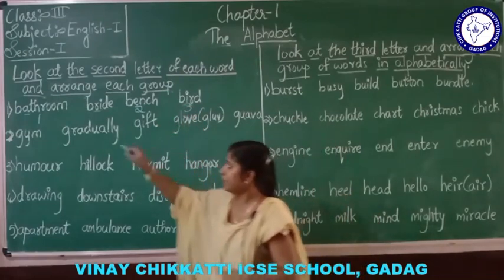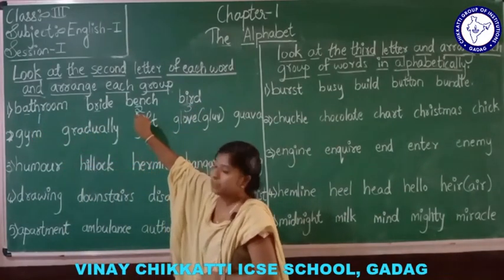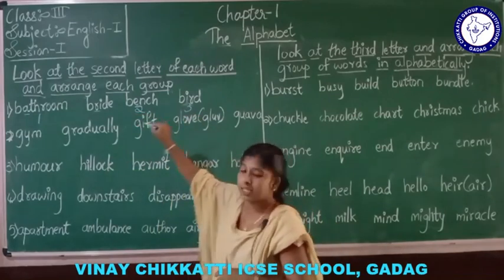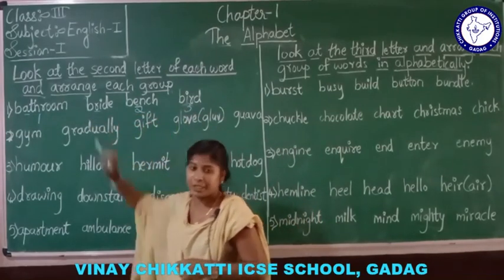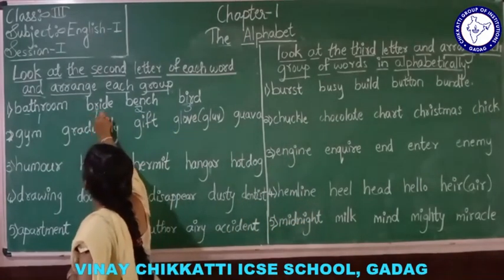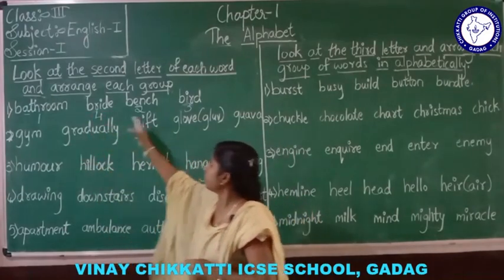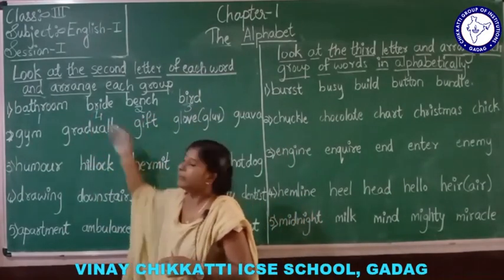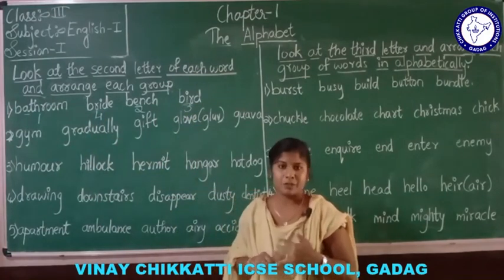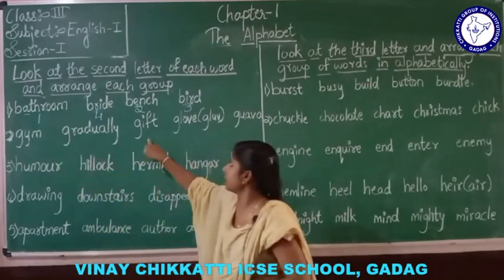See, A is there, B, C, D, E is there, F, G, H, I is there, J, K, L, M, N, O, P, Q, R. So R is last and this is the fourth one. Understood, students? So bathroom, bench, bird and bride. Understood? Now coming to the second one. See, all the first letters of the words are G.